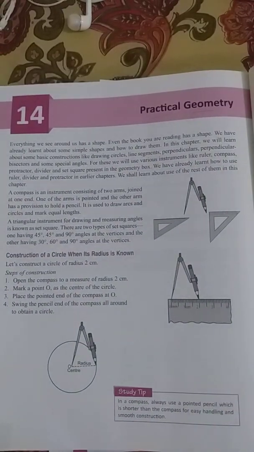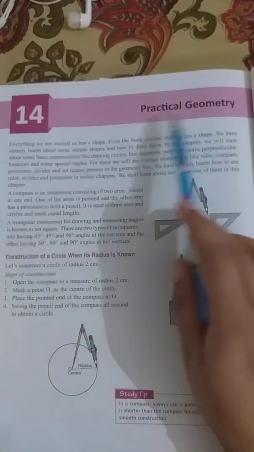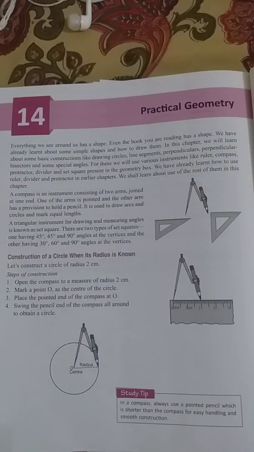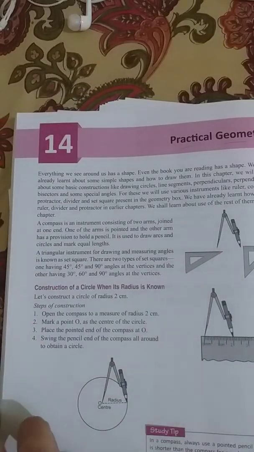So, let's start our 14th chapter of math, that is practical geometry. In this chapter, we will learn how to construct a circle when the radius is known, and how to construct a triangle, and how to construct an angle with the help of compass and ruler. So let's start our topic. Firstly, we discuss the introduction of this chapter.